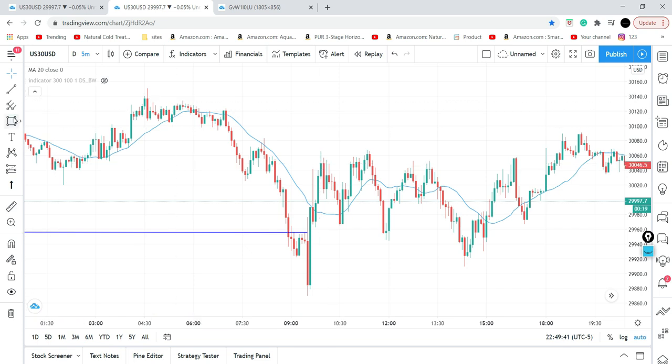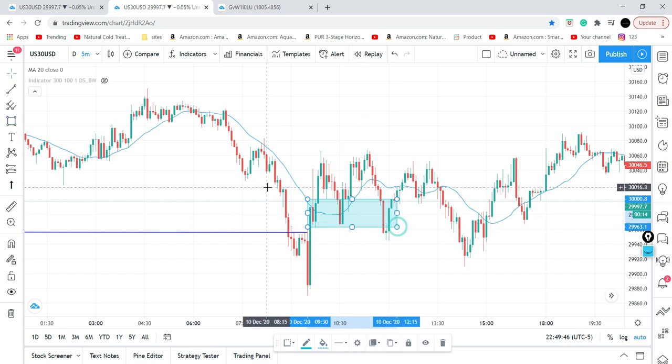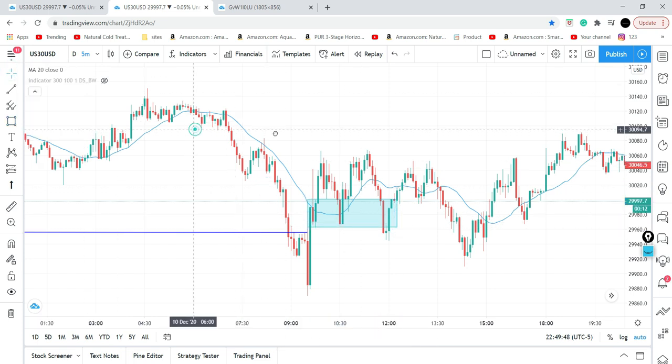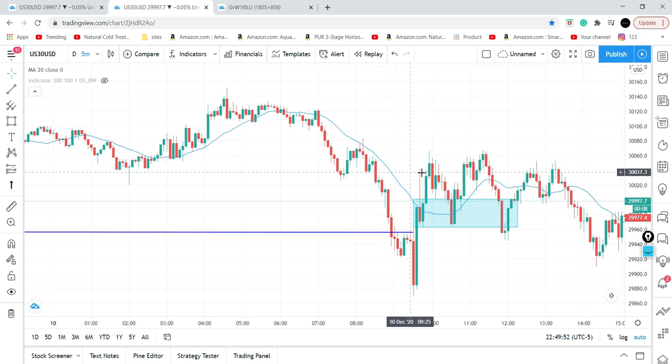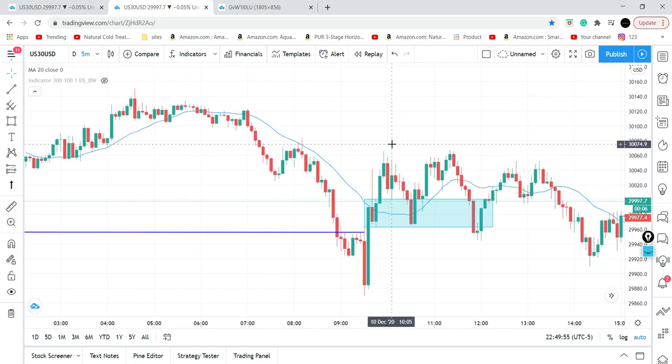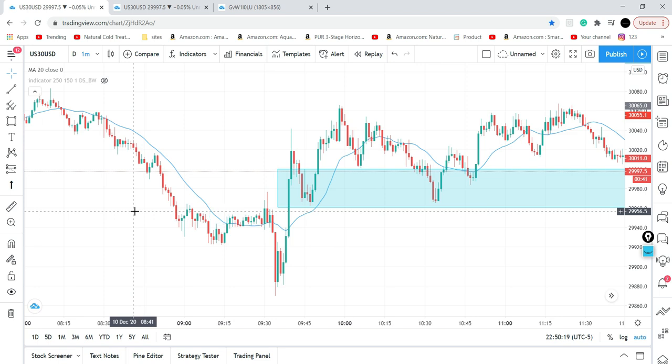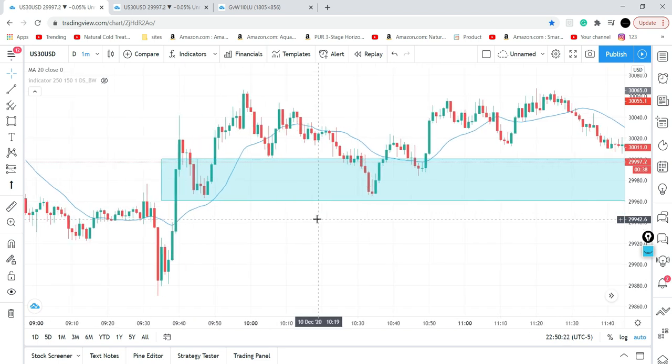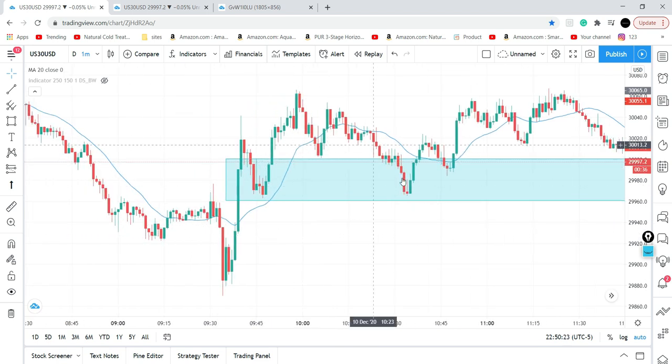So what I saw was a demand area right here, guys. I saw this area right here, and as soon as price got to this area, I went to my 1 minute chart. So let's go to that 1 minute chart. Okay, so this is the 1 minute chart. Now, we had demand right here.